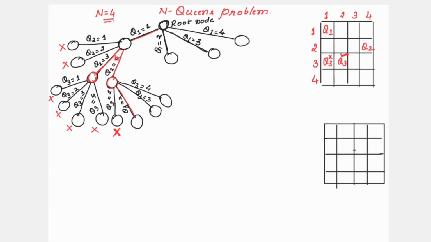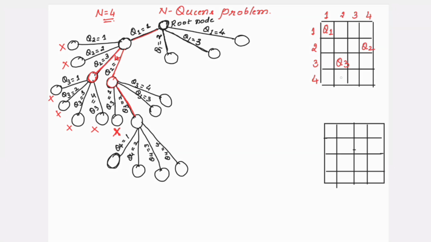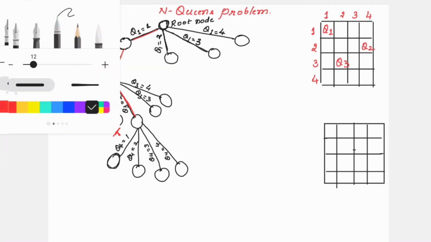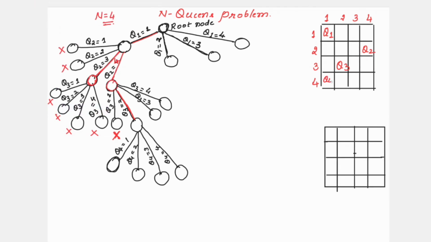Now we have to see whether we can place Q4 in the fourth row. Now we are here in this path. Now we have to go for Q4. We have the options Q4 equal to 1, Q4 equal to 2, Q4 equal to 3, and Q4 equal to 4. Now out of these four options, we need to check where we can place Q4. First we will check here Q4.